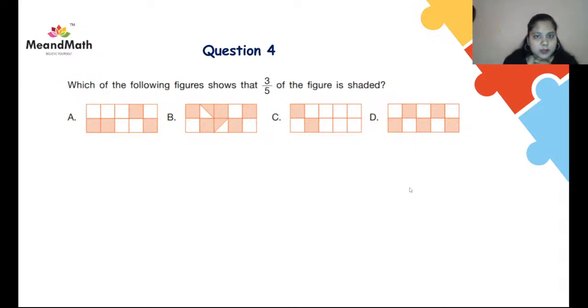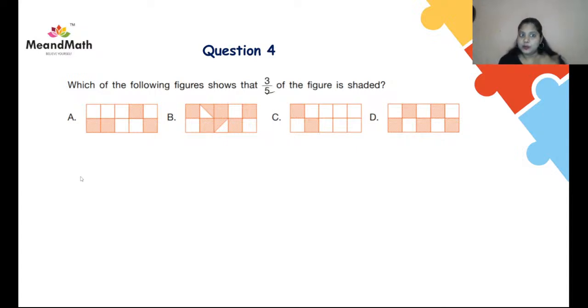Alright, so the next question asks which of the following figures shows that 3 by 5 of the figure is shaded. Now, previously we were supposed to find the fraction. Here they have already given the fraction and we have to find which figure suits it the most. But here you can see that in every picture there are 1, 2, 3, 4, 5, 6, 7, 8, 9, 10 parts, right? Now, in the denominator they've given 5. So what are we going to do?